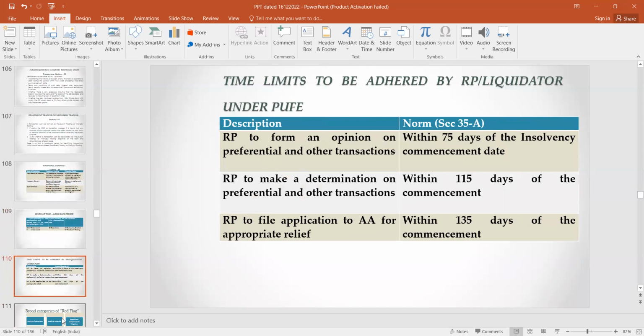And this is the timeline. We have already seen the timeline. Within 75 days, you have to form an opinion. Within 115 days, you have to make a determination. And within 135 days, you have to file an application.